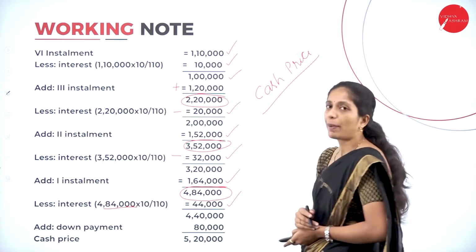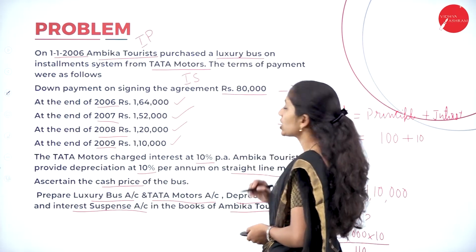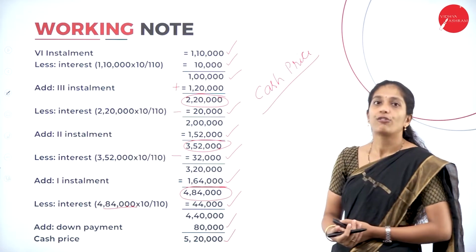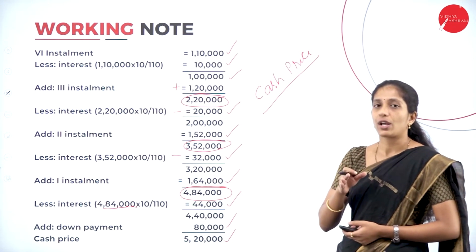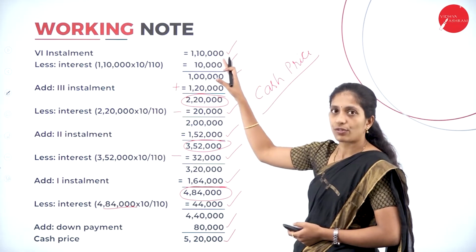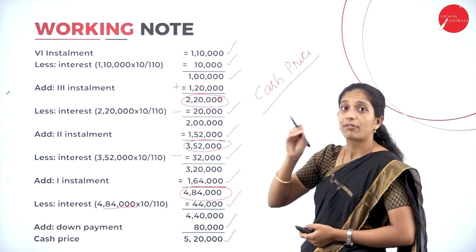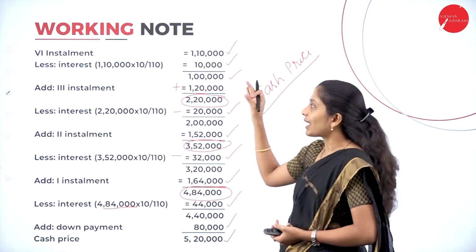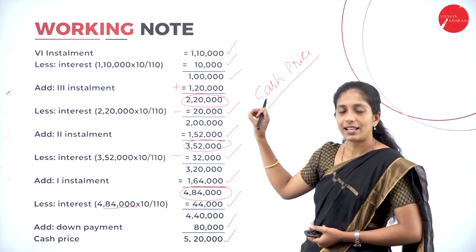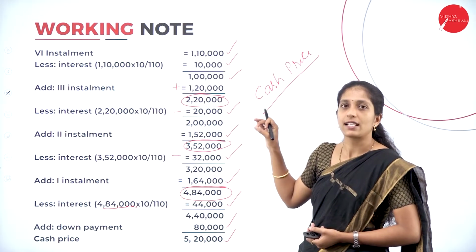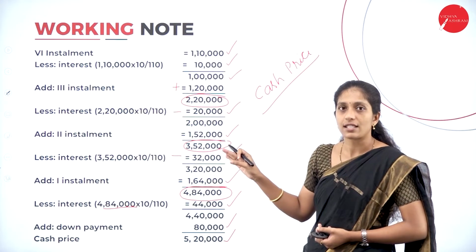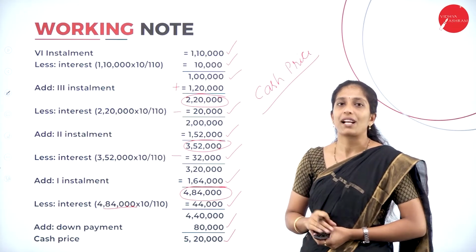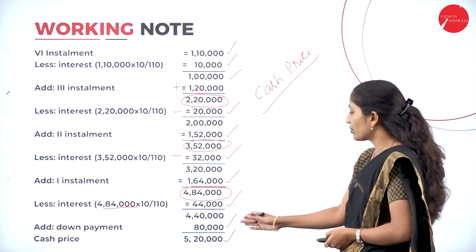For that, add the down payment. They have given the down payment also. How much? 80,000. Add the down payment. So the total cash price of the asset is 5,20,000. Now, how do you do it? Take the last installment, that is the fourth installment, less interest, and you have to calculate for 110 because it is inclusive of interest. Next, add the third installment, less interest. Then add the second installment, less interest, add the first installment, less interest, then you'll get the total amount payable. For that, add the down payment. So your cash price of the asset is how much?